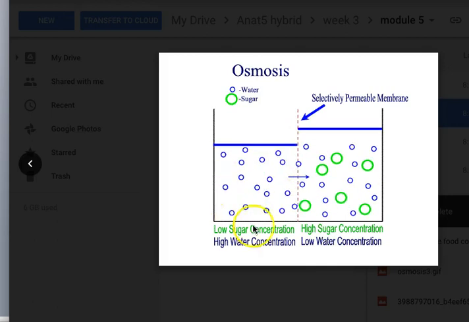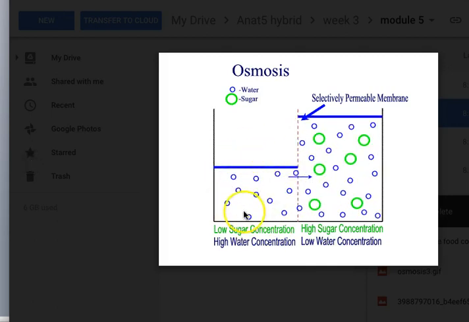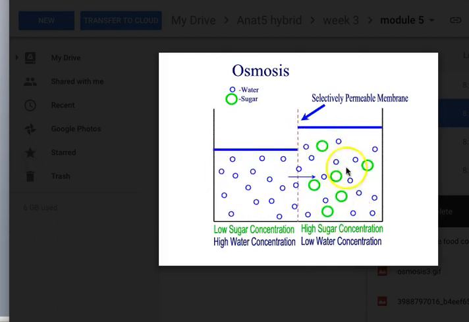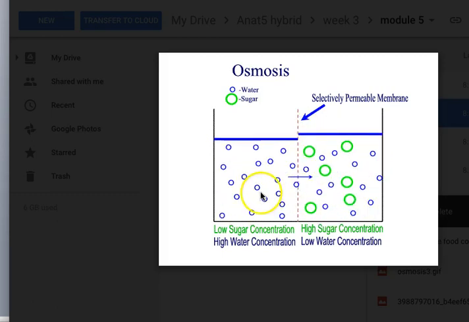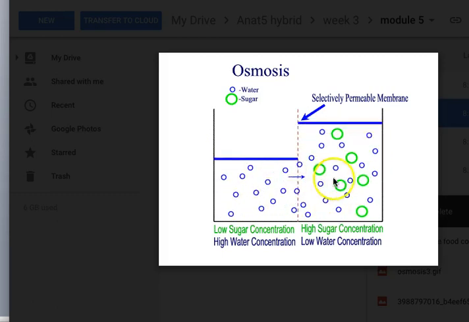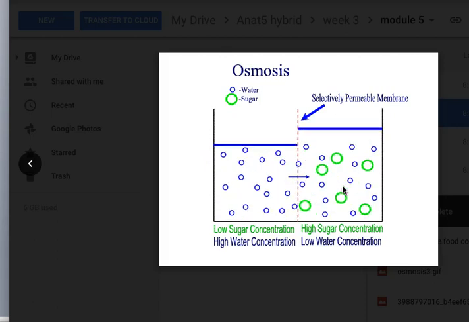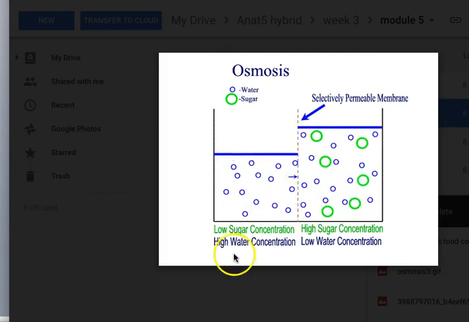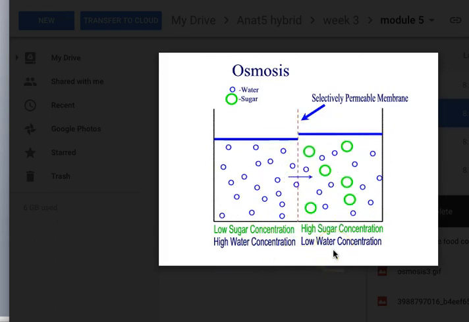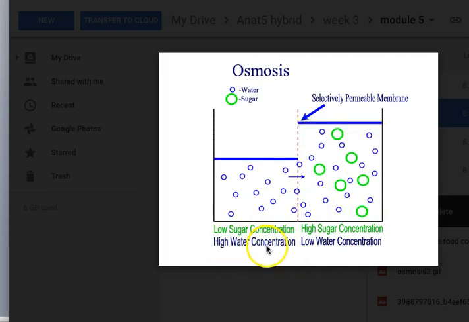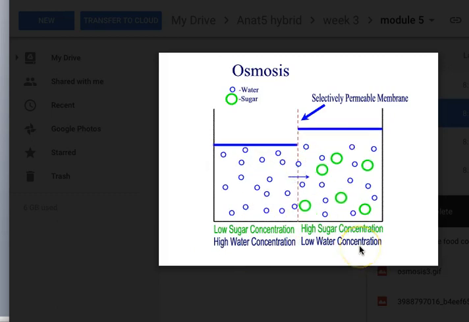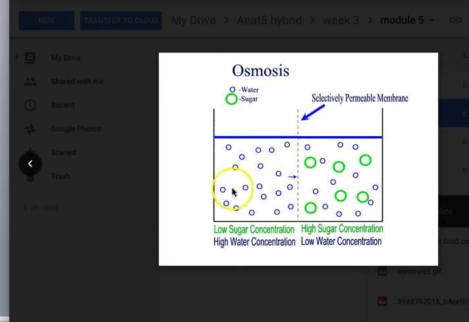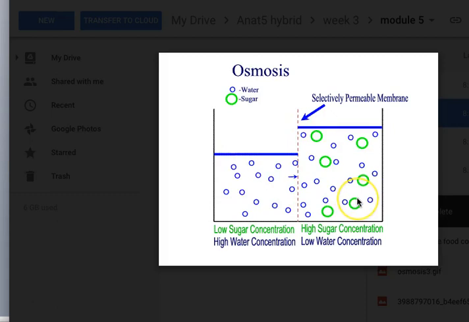So if you have no sugar over here, then you have a very high water content. If you have lots of sugar over here, you have a low water content. So water is going to spread out until the water content is equal. Okay, so this is actually moving from a high water concentration to a low water concentration. So it's the same idea that you're going from a high concentration to a low concentration. It's just weird in this case because it's specifically water. So this happens because of water pressure.